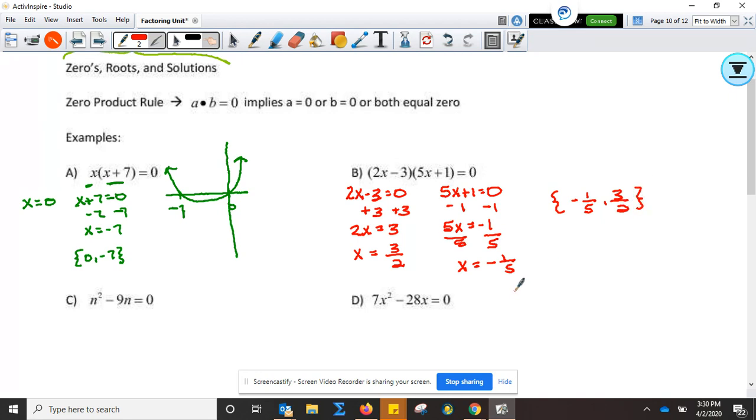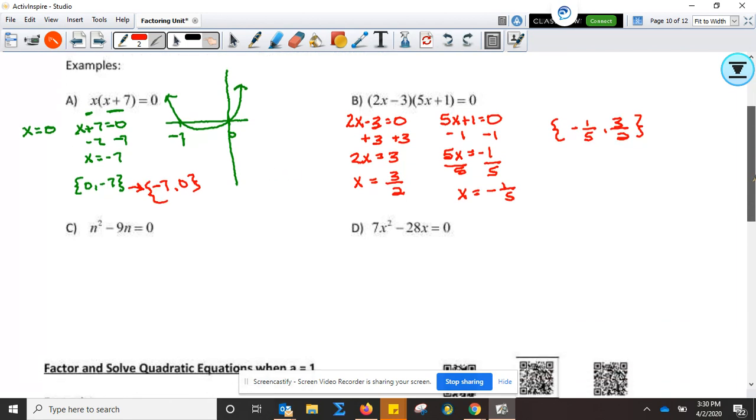Okay, and I always like to put mine in numerical order. I'm not sure why I didn't do that over here. So I'm just going to write negative 7, comma 0. It's just a little personal preference of mine.